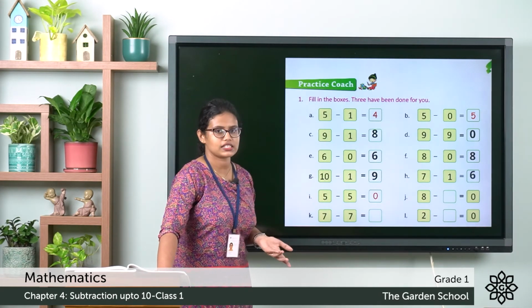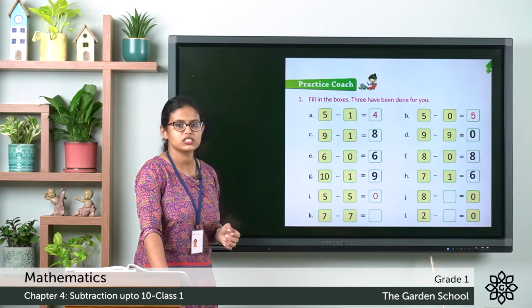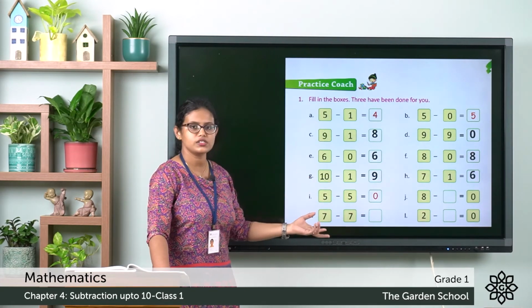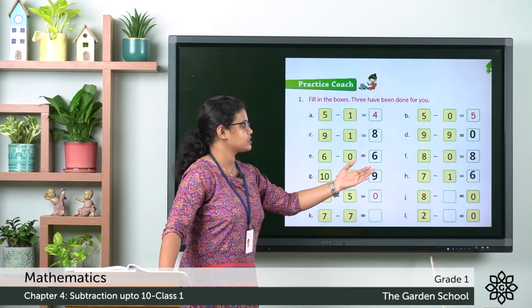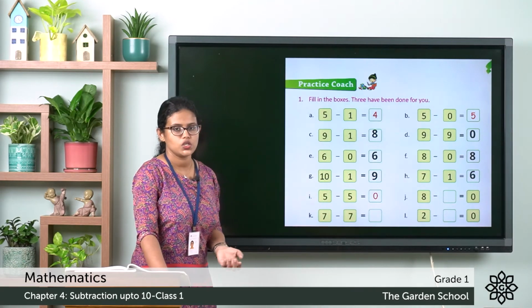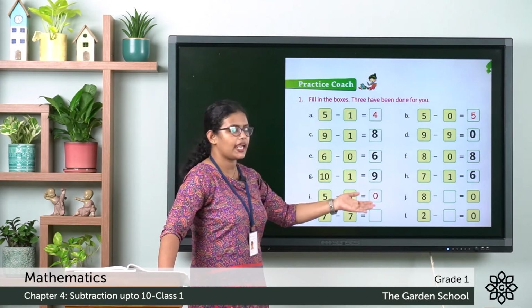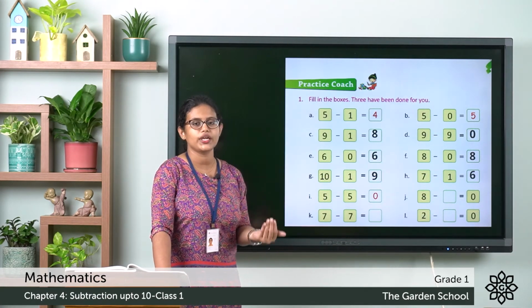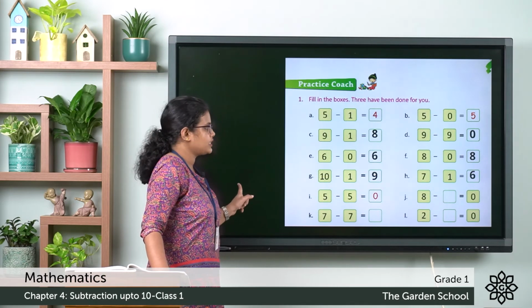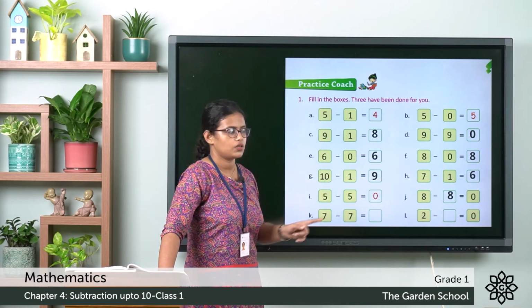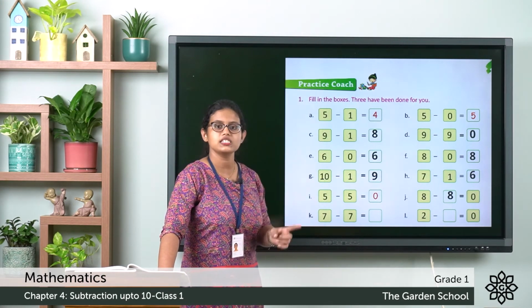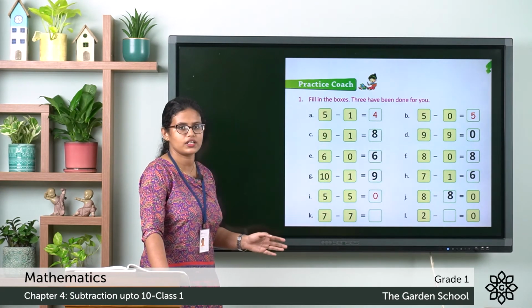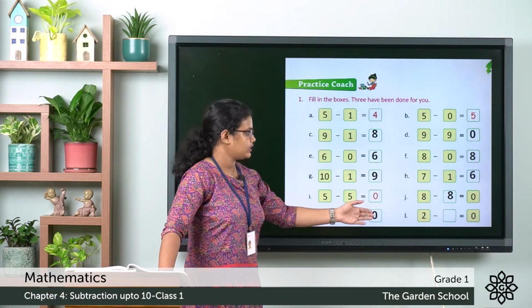It is 6. Then 5 minus 5? 0. When you subtract the same number, you get the answer as 0. Then 8 minus blank equals 0. So which number do you subtract from 8 to get the answer as 0? When you subtract the same number, you get 0. See, 8 minus 8. What is the answer? The answer you will get is 0. Then 7 minus 7. What is 7 minus 7? It is 0.